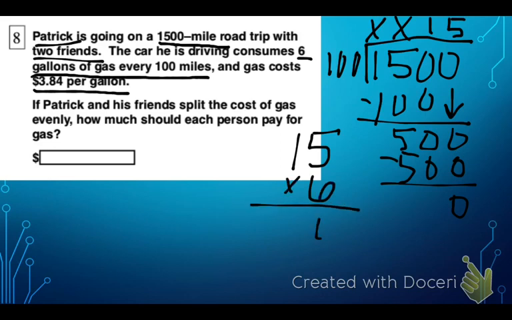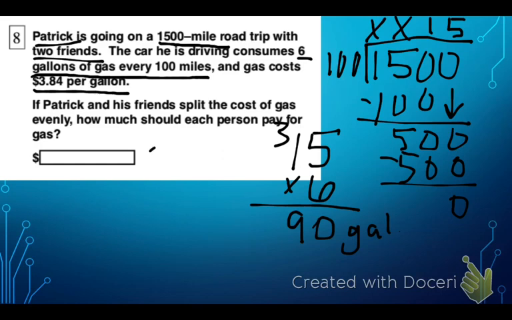So 6 times 5 is 30. 6 times 1 is 6, plus 3 would be 90. So it looks like his car will consume 90 gallons of gas for this trip. So then my last step here, well, close to the last step, we need to figure out how much that will cost in order to buy those 90 gallons. So we need to multiply here.